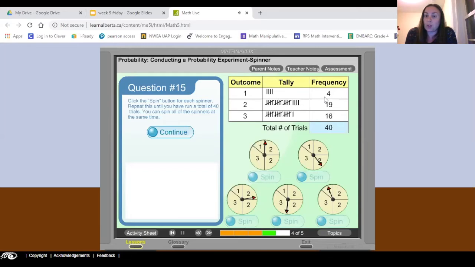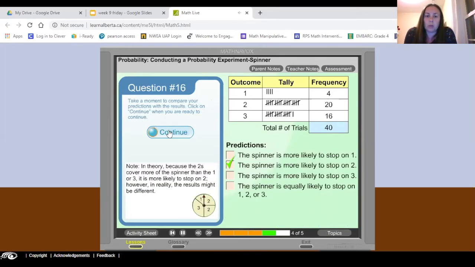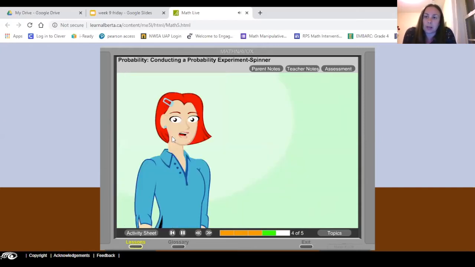All right. Oh, it was very close between 2 and 3, but 2 was the most. Take a moment to compare your predictions with the results. Click Continue when you are ready to continue. All right. So in theory, because 2s cover more of the spinner than the 1 or the 3, it is more likely to stop on 2. However, in reality, the results might be different. And this was pretty close.